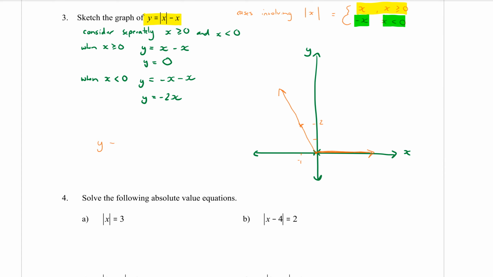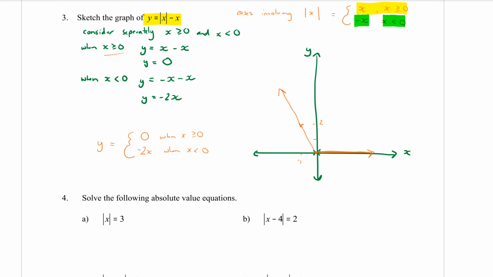So we go y equals, when x is greater than 0, which was my first case up here, y was equal to 0. When x was less than 0, it was minus 2x.